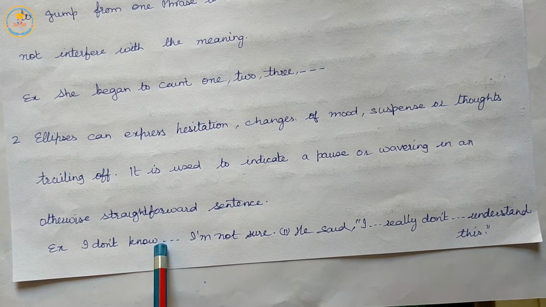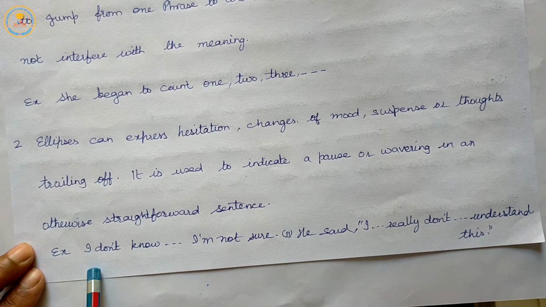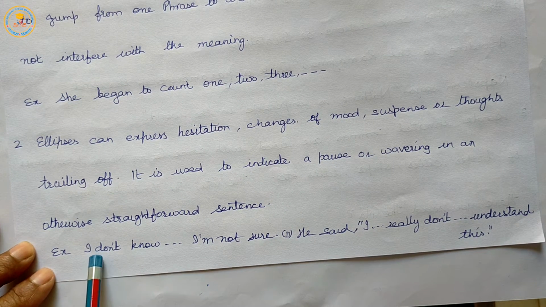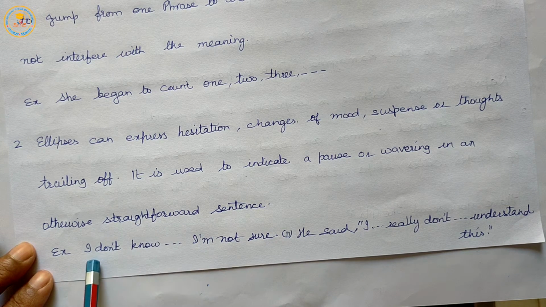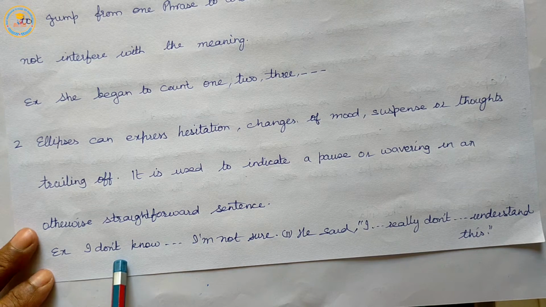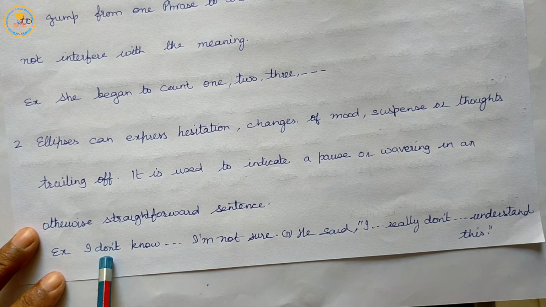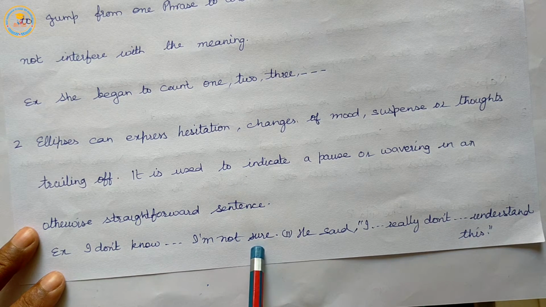So here the person is feeling hesitation and he is not sure about the thing that happened. So here we use ellipsis because it shows the hesitation. I don't... I am not sure.